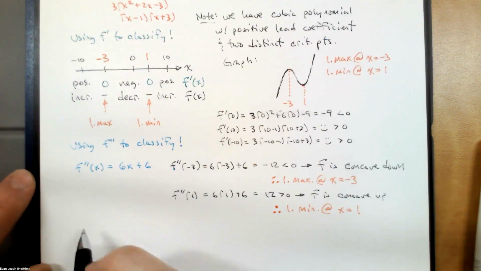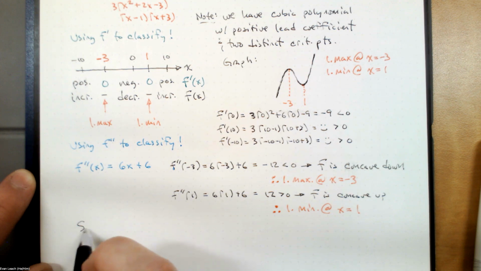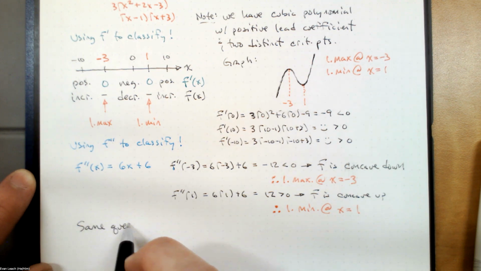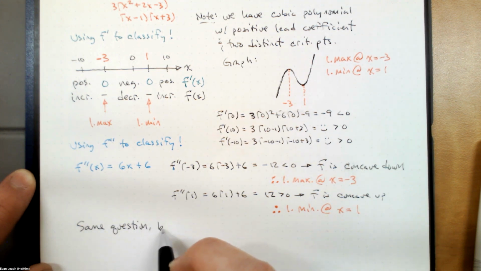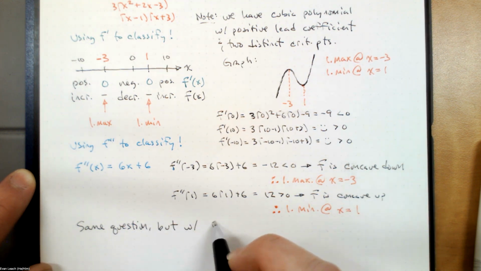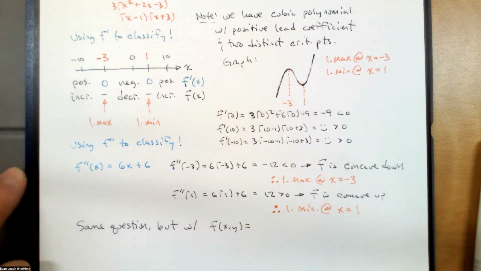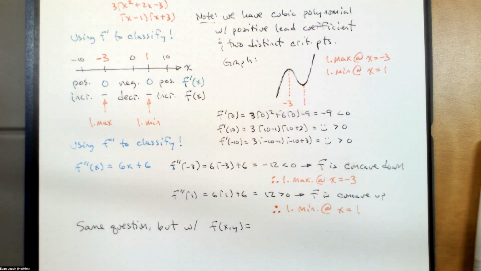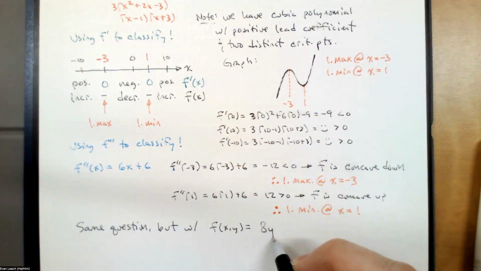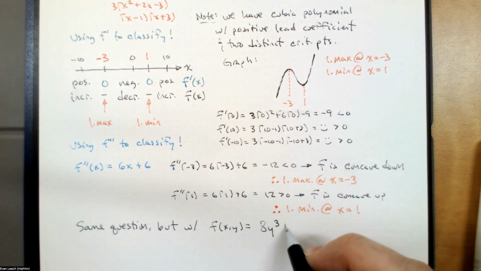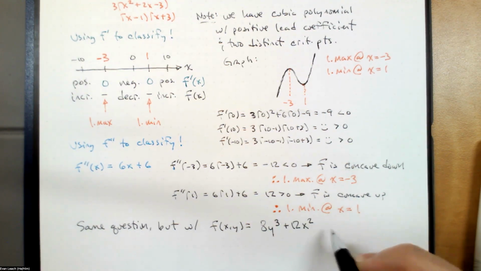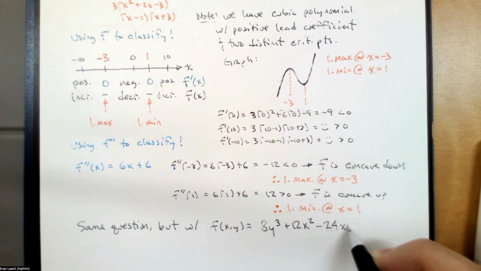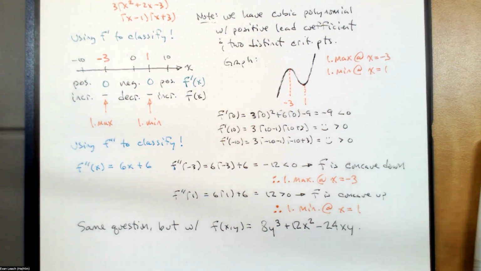So, same question, but with f of xy equals, I wrote it down on the sign-in sheet, then I handed the sign-in sheet out. So fortunately, I took a picture. 8y cubed plus 12x squared minus 24xy. Oh, this is the one I stole from the book. So convenient.